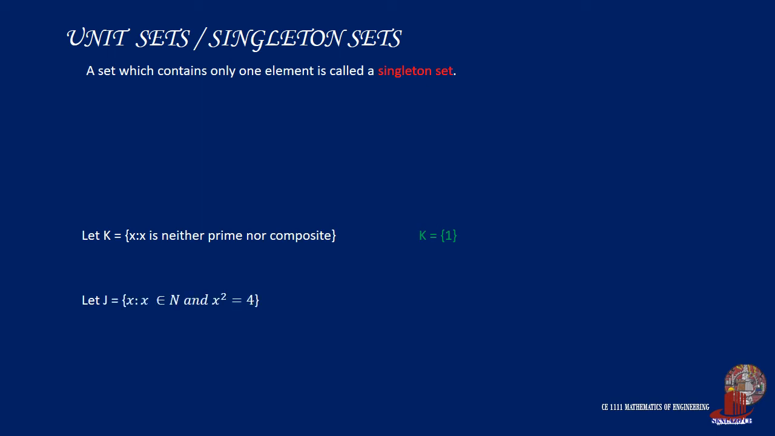Let set J equal all values of x, where x belongs to the set of natural numbers, and x squared is equal to 4. In this case, complying with the two conditions, we can say that the value for set J is just equal to positive 2. For the last example, let set L equal all values of x, where x is an even prime number. We would say that only 2 is the element for set L.